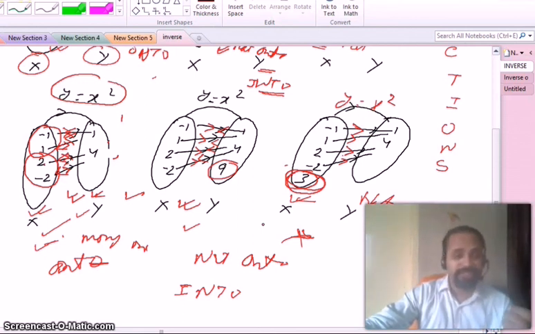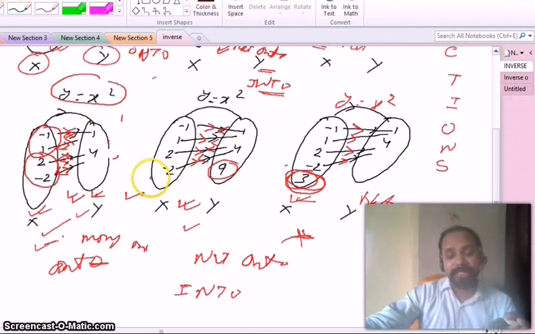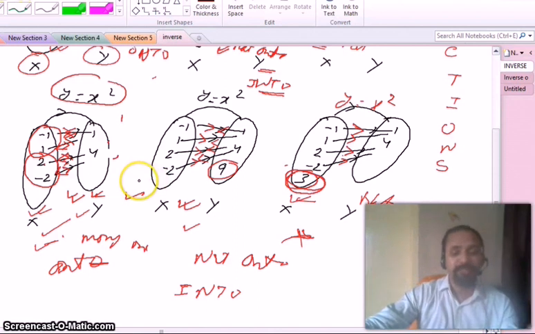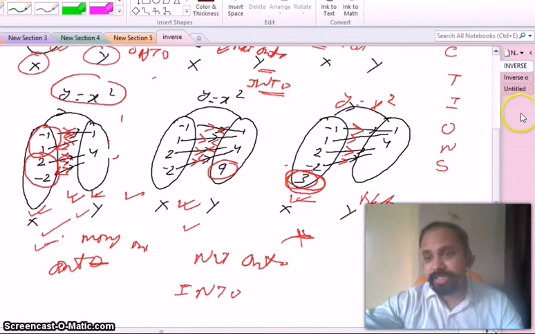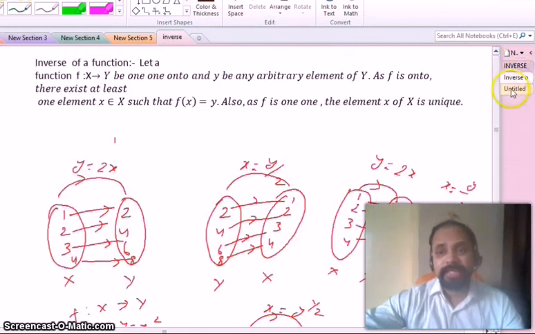That is one-one function, every element having one image. Onto function, every image must have a pre-image. Many-one, many elements having one image. Many-one onto, that means the function is both many-one and onto, that is called many-one onto function. And the function which is not onto, that means there must exist an image whose pre-image is not present, that type of function is called into function. So this was types of functions, and now come on the definition of inverse of a function.